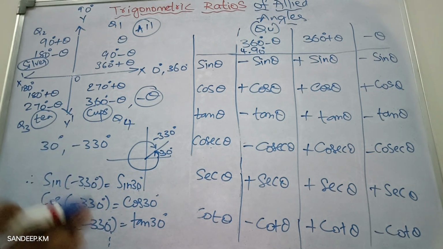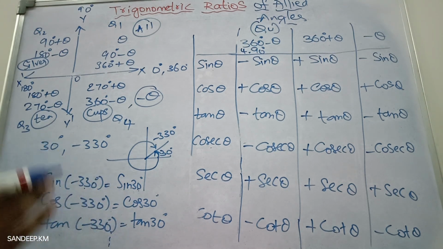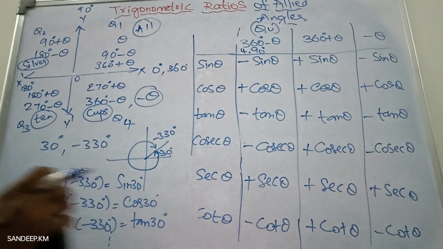The trigonometric ratios of coterminal angles are equal to each other. This is very, very important. Remember this. Trigonometric ratios of coterminal angles are equal to each other. Okay?